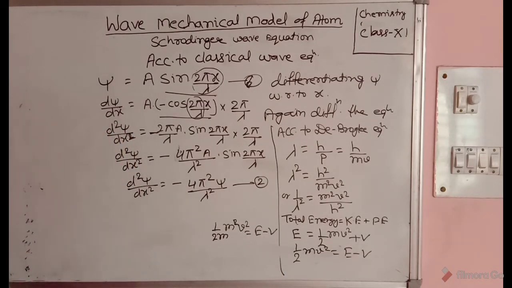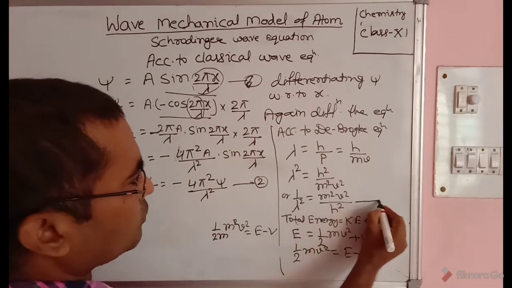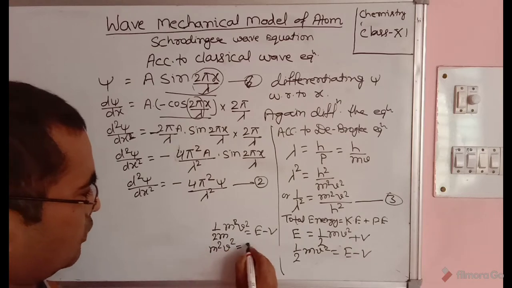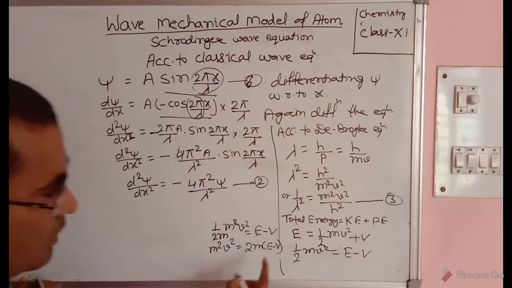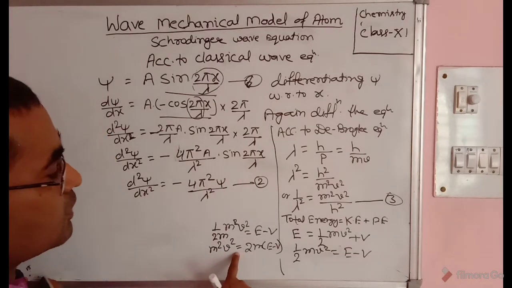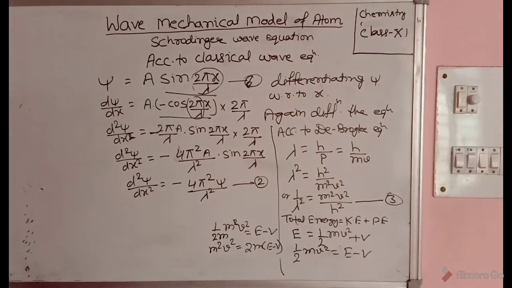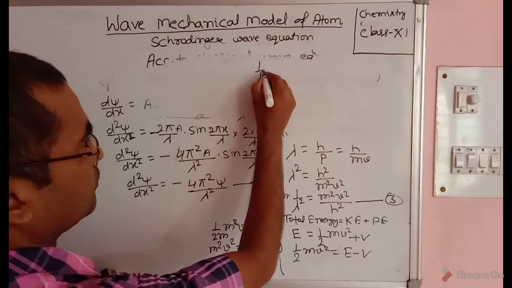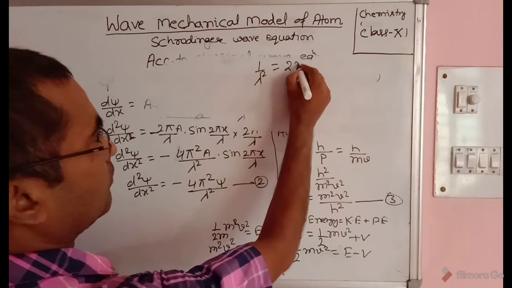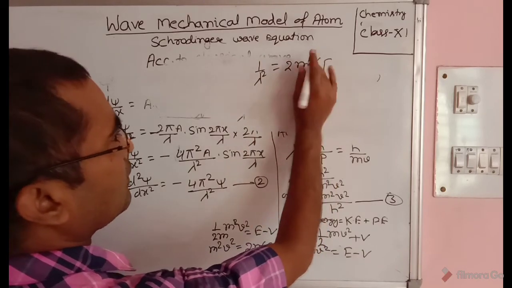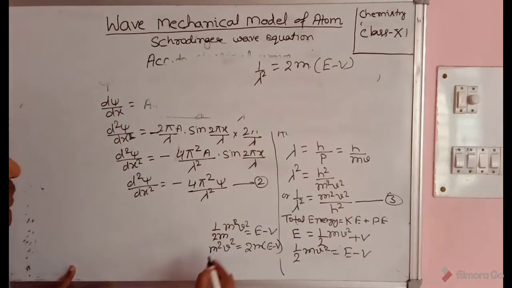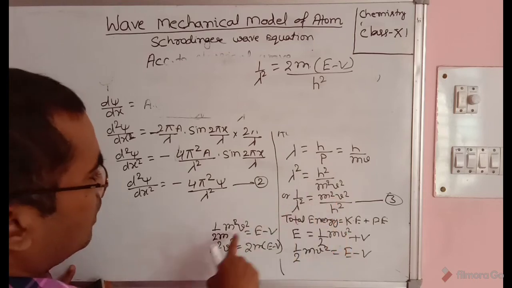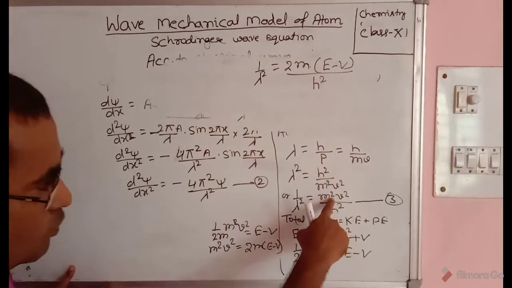Suppose this is equation 3. From here you can write m square v square is equal to 2m into E minus V. Putting the value of m square v square in equation 3, 1 by lambda square is equal to 2m into E minus V by h square. So 1 by lambda square is equal to 2m E minus V by h square.